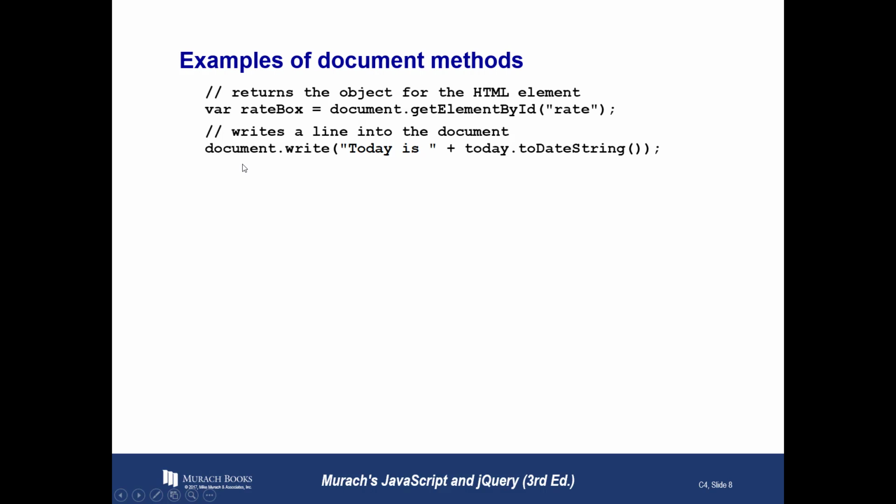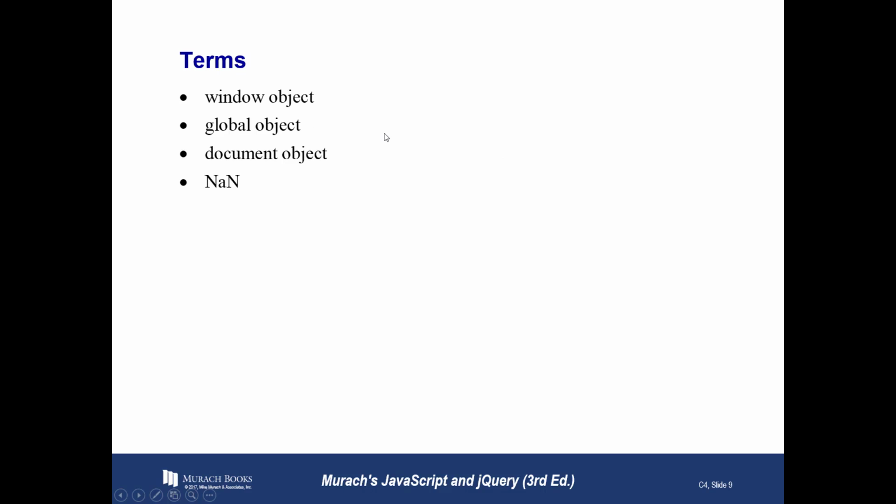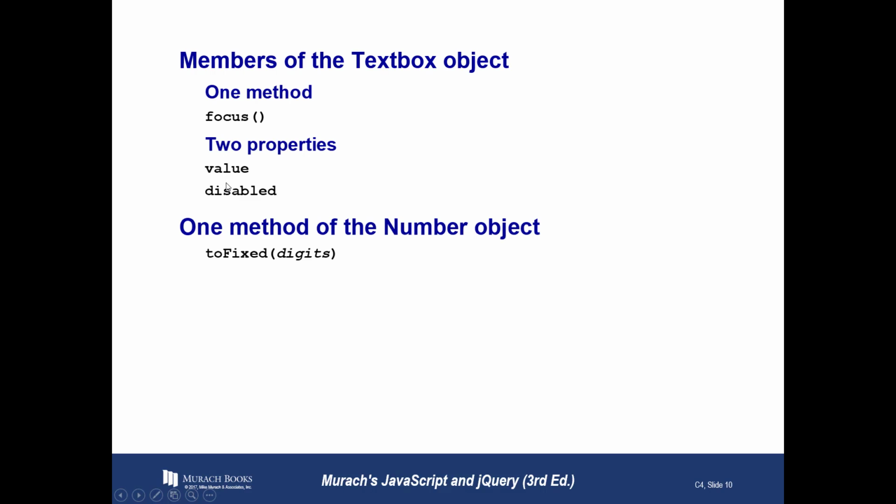Alright, here's some examples. We're going to be using and doing stuff like this. More often than not, we'll use the shortcut $ sign for this. So again, we'll work with the window object, the document object, look at the global object. We've talked a little bit already about NaN for not a number.